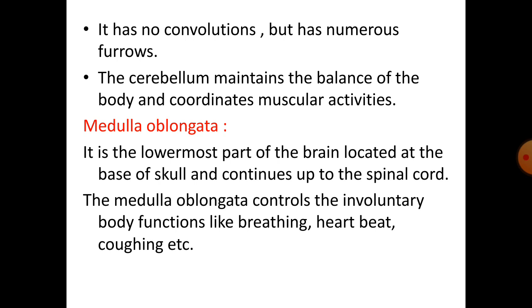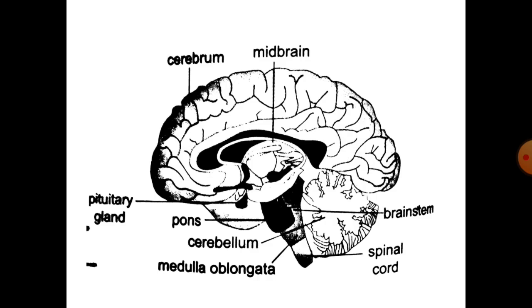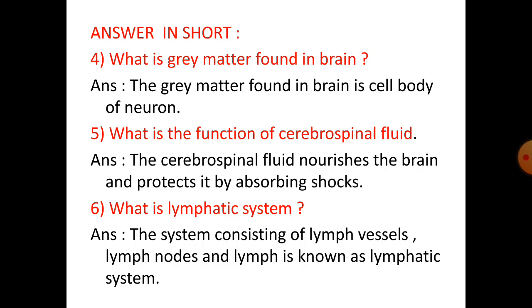So here students, we have finished the at length section of our chapter. Now some more question answers from short and precise section was left. So this is the diagram that you will draw. In the short and precise sections, answer in short, number 4 and 5 and 6 was left. So the answers are given here.